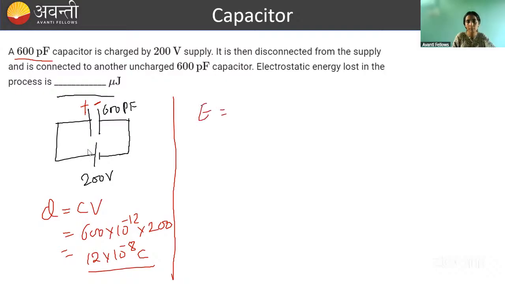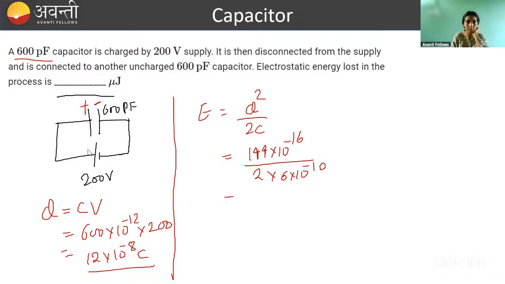Energy क्या लिखोगे आप? You will be writing it like Q square by 2C. So let's write it. Q square will be how much? It is 144 into 10 to the power minus 16 divided by 2 into 6 into 10 to the power minus 10. So this will become how much? 12 into 10 to the power minus 6 joule. ठीक है? This is the energy we will be getting. Yes, Veda, that's correct. So this much is the initial energy.